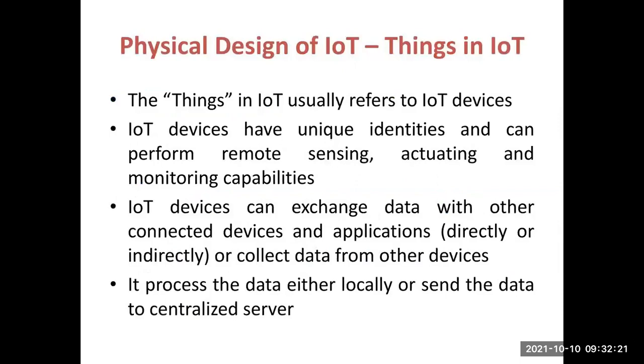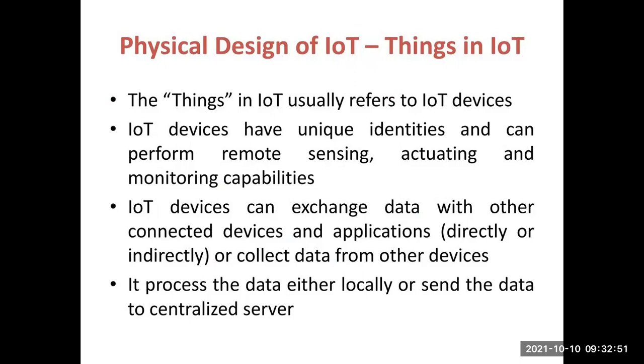Now, physical design of IoT things. Physical design of IoT, that is, things in IoT. What is meant by things? Things in IoT usually refers to the IoT devices. Things is nothing but an IoT device. An IoT device has a unique identity. Each IoT device, with a unique identity, can perform remote sensing, actuating, and monitoring capability.